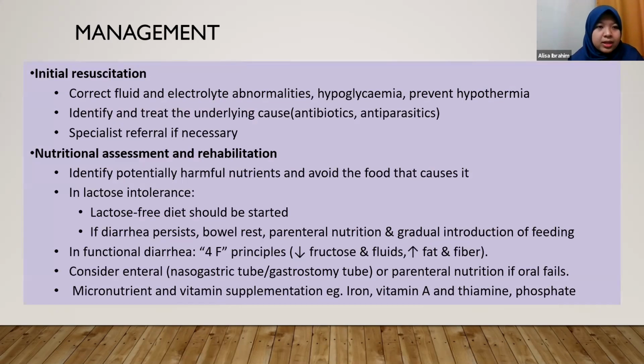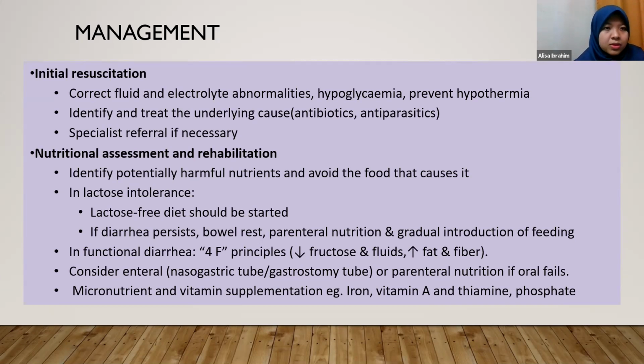The last part for the chronic diarrhea is the management. There are 3 principles of the management in chronic diarrhea, which are the initial resuscitation, nutritional assessment and rehabilitation, and also the pharmacological therapy. For the initial resuscitation, we need to correct any fluid and electrolyte abnormalities, any hypoglycemia, and prevent hypothermia. We also need to identify and treat the underlying causes.